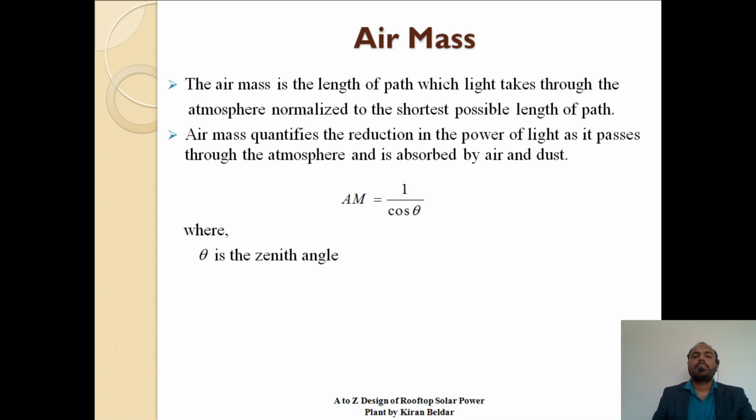Basically, when light passes through the atmosphere, some gases, air and dust are present. Due to the presence of air, dust and gases, some amount of photons or light is absorbed. Therefore, the light falling on the solar panel loses some of its effect, so the air mass concept is also important. Where we are installing the solar panel, we calculate this value. We can easily calculate the air mass by using a simple formula, that is 1 upon cos of zenith angle, where theta is the zenith angle.